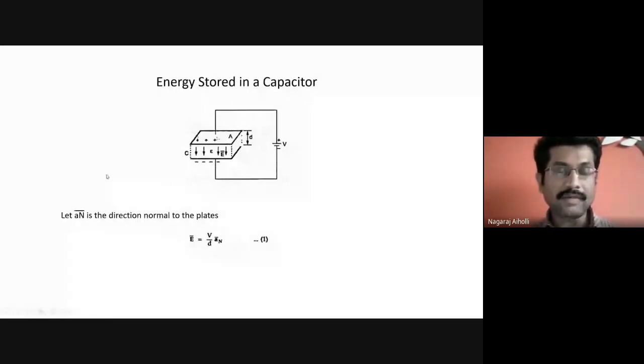Here, AN bar is a direction normal to the plates. Here we are writing the equation for electric field intensity again. E is given by V by D. That is, electric field intensity is potential per distance. Potential divided by distance gives the equation for electric field intensity. Correct? So E is equal to V by D. It is a magnitude. If you want a direction also, then we have to write the unit vector. That is, normal vector AN bar, which is perpendicular to both the plates. This is the equation for the vector E. It has the magnitude as well as the direction. Take it as equation 1.